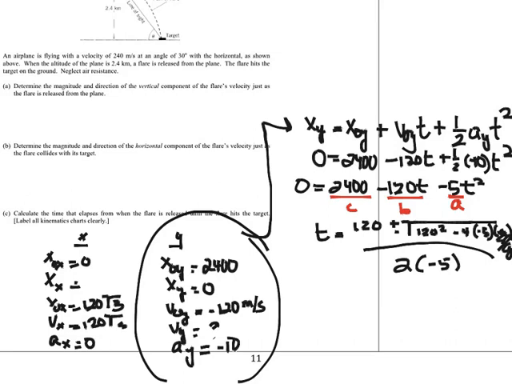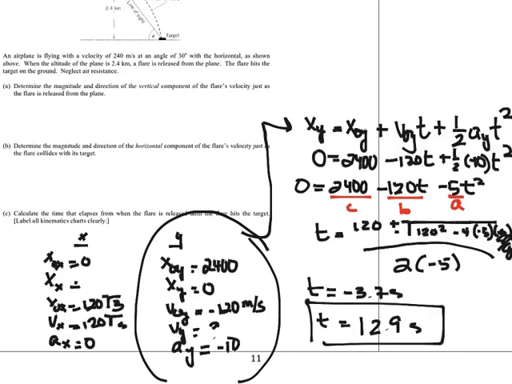And I get two answers. I get t is equal to minus 3.7 seconds, and I also get t equals 12.9 seconds. And this is the one that makes actual physical sense.